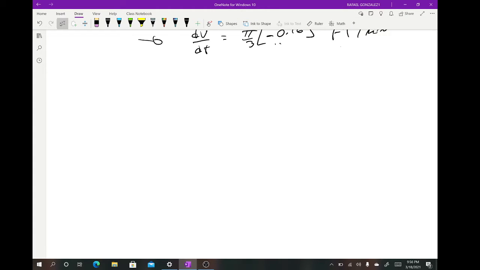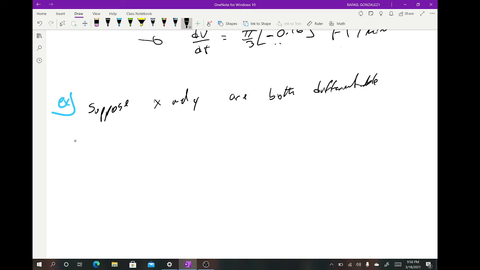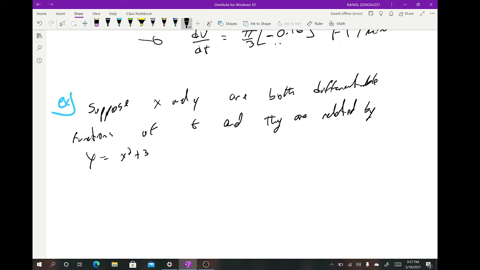All right, so let's continue with some more examples of related rates. For example, suppose that somebody in the train tells you that x and y are both differentiable functions of t, and that they are related by the following equation: y equals x squared plus 3.